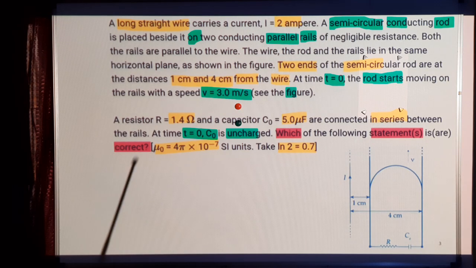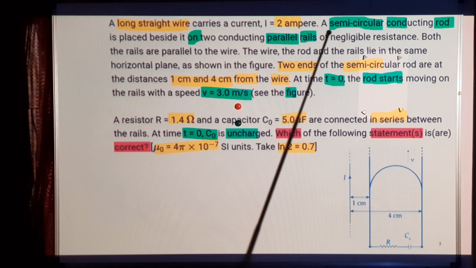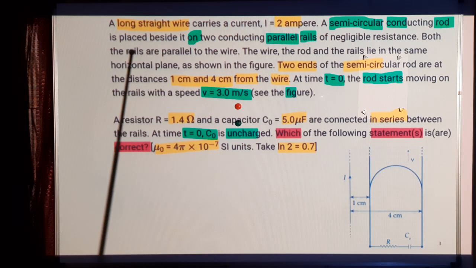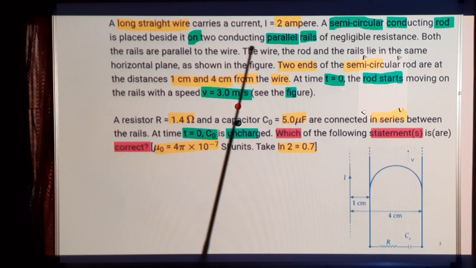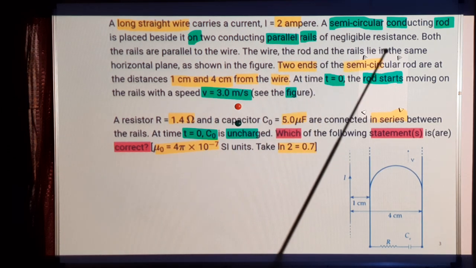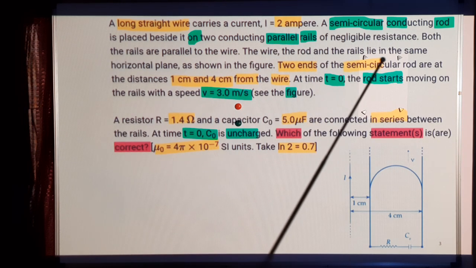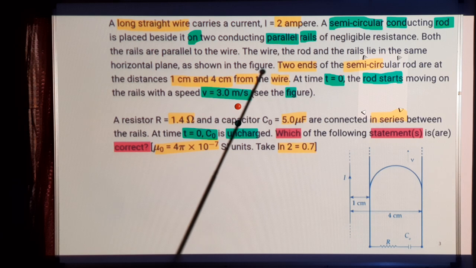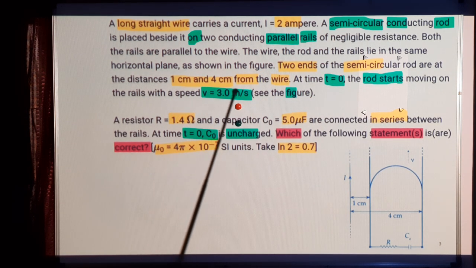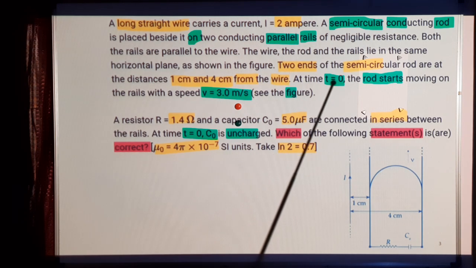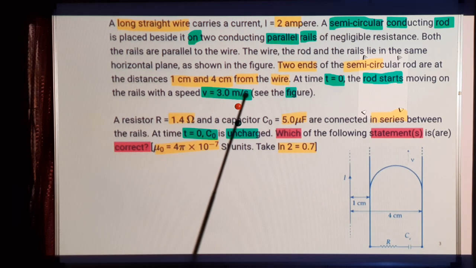This is the question. A long straight wire carries a current I equal to 2 amps. A semicircular conducting rod is placed beside it on two conducting parallel rails of negligible resistance. Both rails are parallel to the wire. The wire, the rod, and the rails lie in the same horizontal plane as shown in the figure. Two ends of the semicircular rod are at distances 1 cm and 4 cm from the wire. At time t equal to 0, the rod starts moving on the rails with a speed v equal to 3 meter per second. See the figure.